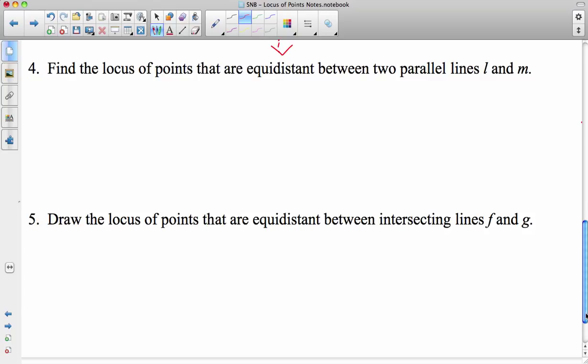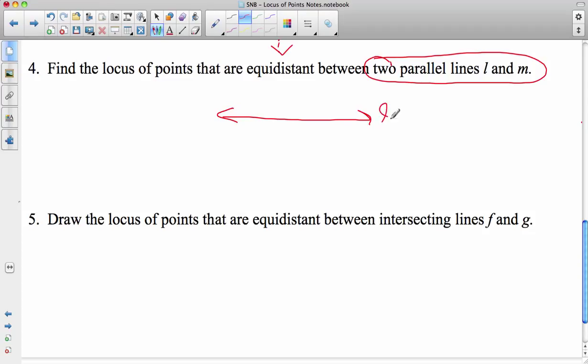On number 4, find the locus of points that are equidistant between 2 parallel lines L and M. That's our given. So we're going to draw our picture for that. Here's 2 parallel lines. This is going to be line L. This will be line M. And again, if it's equidistant between, it's going to go right down the middle of these 2 parallel lines. It too will be a line, so we need to label that with arrows at both ends. And it's going to be in the middle, so we need to show that our distances between are the same, so we'll label them D for distance.